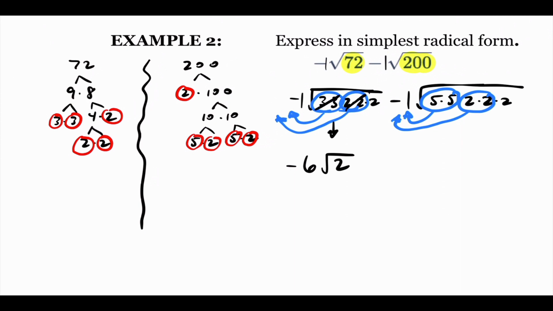This guy, 200, has got a pair of 5s and a pair of 2s. So I'll take out 1 5, take out 1 2. That makes 10 times negative 1. Negative 10.